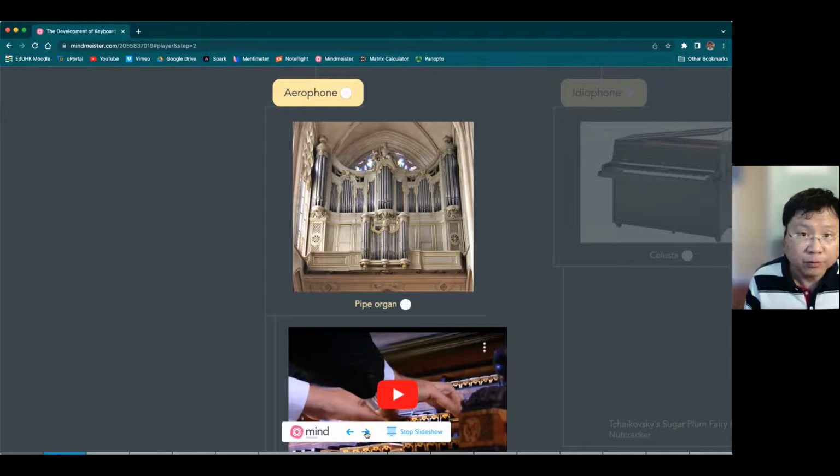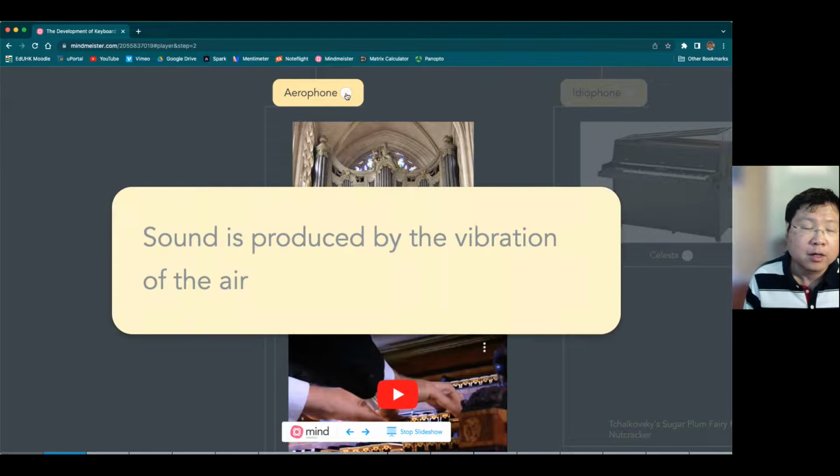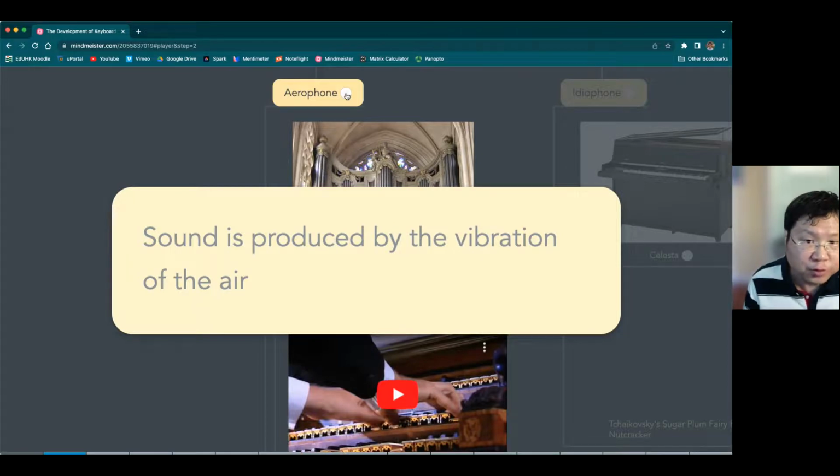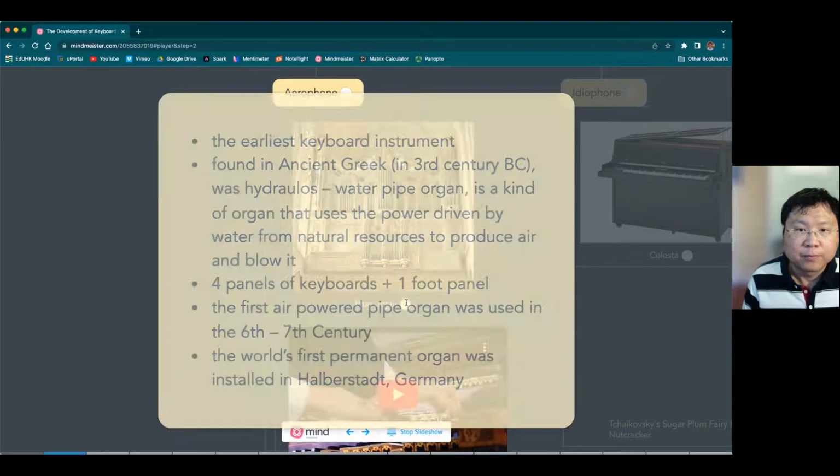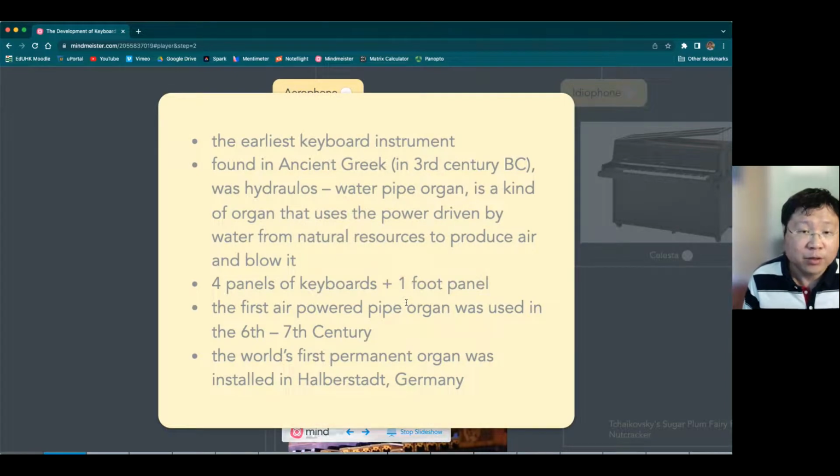First, let's talk about the aerophone. Aerophone means the sound of the instrument is produced by the vibration of air. The pipe organ is one of them, and it was the earliest keyboard. It was first found in ancient Greece in the 3rd century BC. It was a hydraulos, which means water pipe organ. It is a kind of organ that uses the power driven by water from natural resources to produce air.